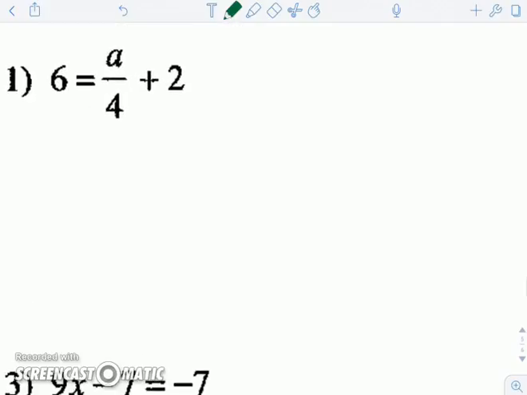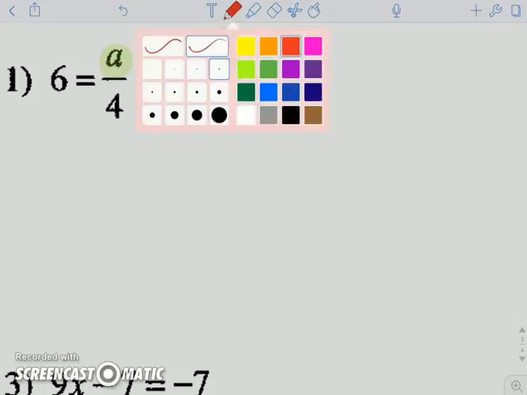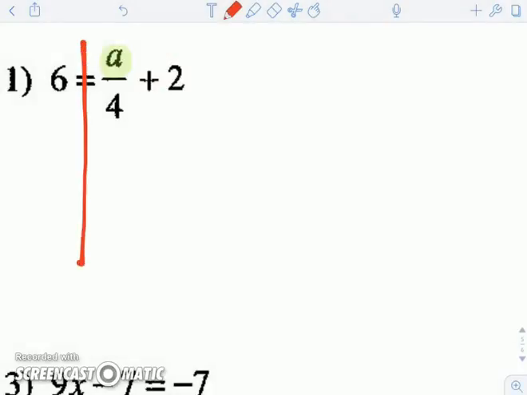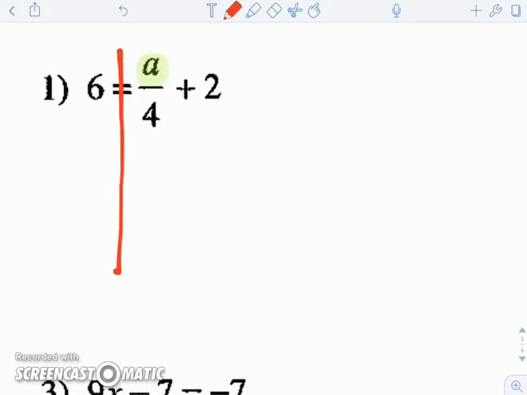So I'm going to look at number 1. It says 6 is equal to a divided by 4 plus 2. So my goal is to isolate this variable. First thing I do, draw a line down my equal sign. Instead of doing order of operations, PEMDAS, and doing the multiplication and division first, I have to work backwards here. So I'm going to start with the addition or subtraction first, and then go to my multiplication or division.